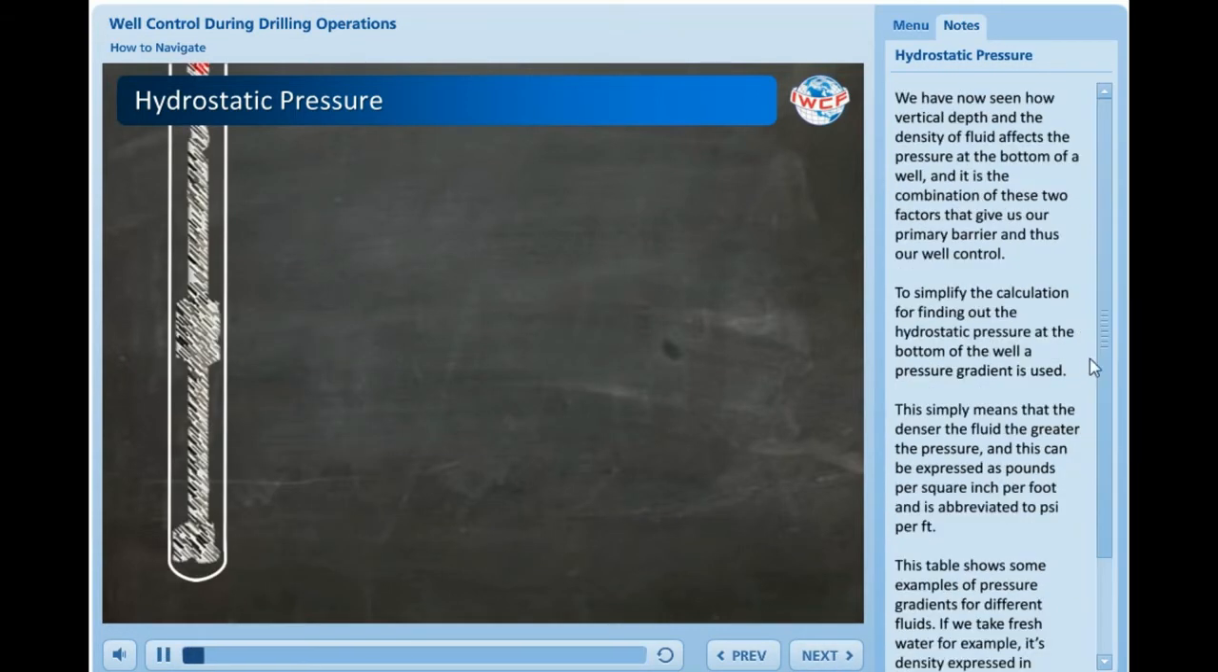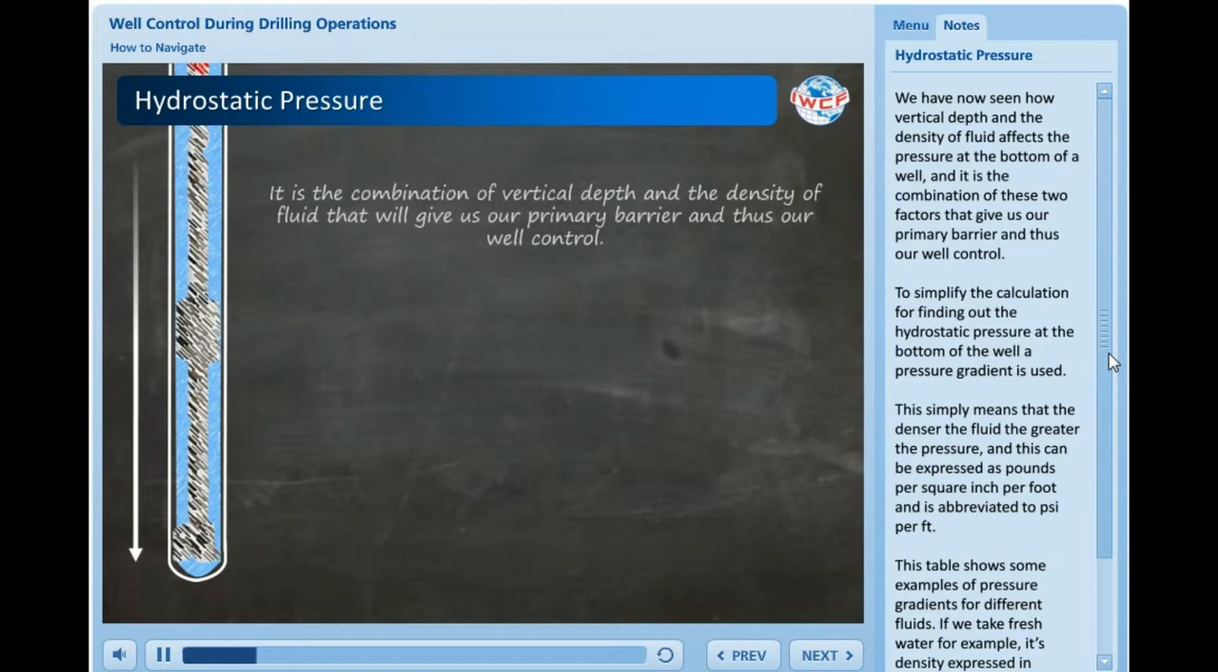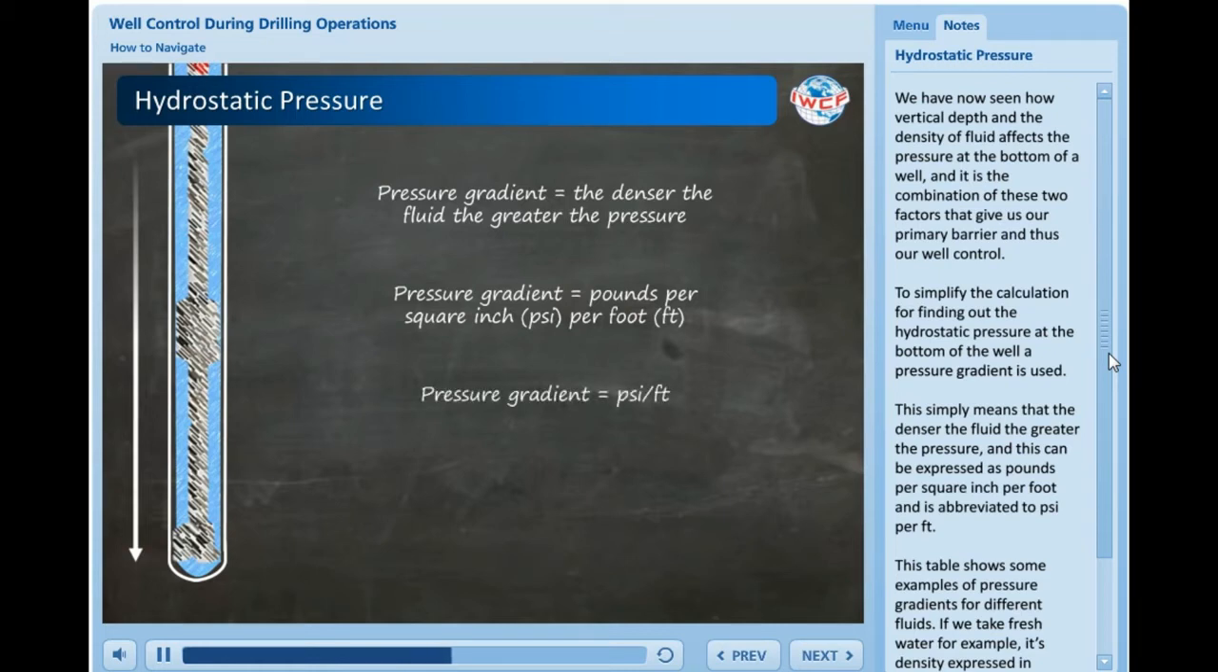We have now seen how vertical depth and the density of fluid affects the pressure at the bottom of a well, and it is the combination of these two factors that give us our primary barrier and thus our well control. To simplify the calculation for finding out the hydrostatic pressure at the bottom of the well, a pressure gradient is used. This simply means that the denser the fluid, the greater the pressure, and this can be expressed as pounds per square inch per foot and is abbreviated to psi per foot.